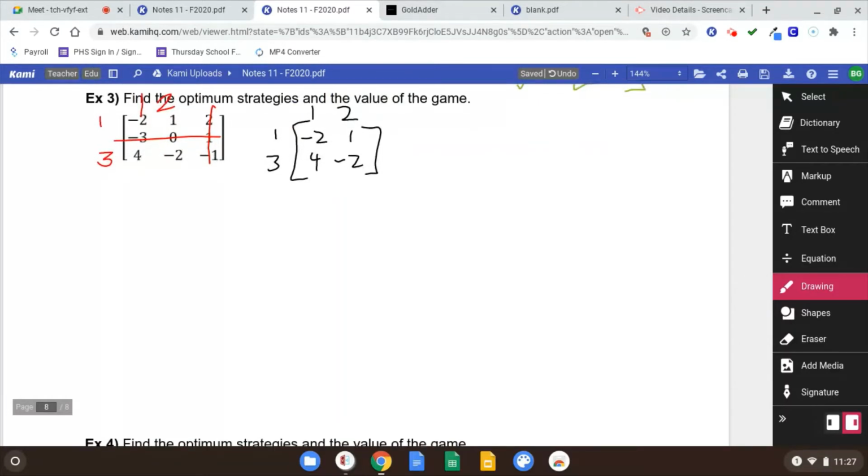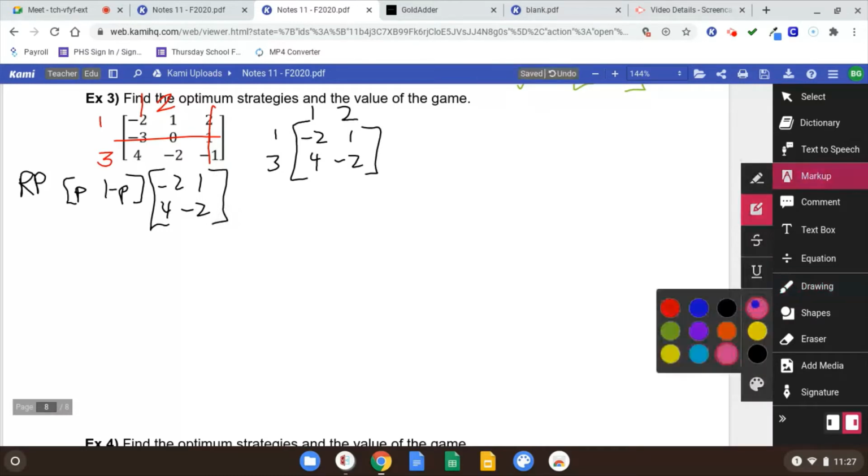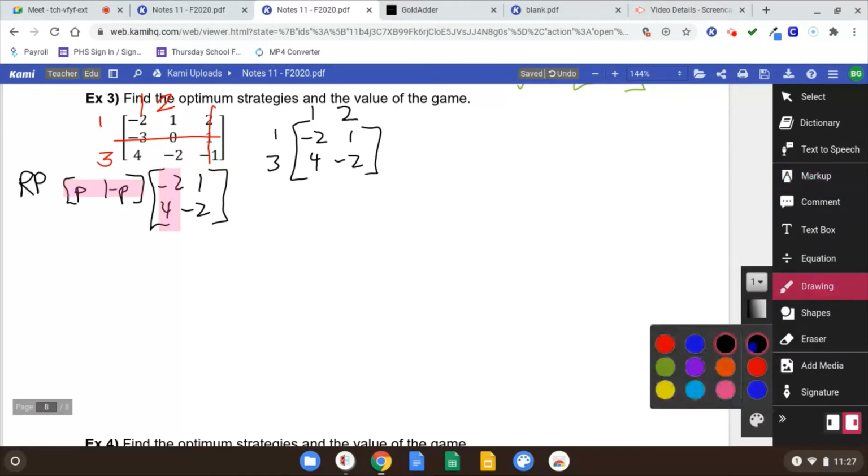So remember what we do. For the row player, we're going to take p and 1 minus p times this. So row times column, I have -2p plus 4 times 1 minus p. That's my first entry. And then row times second column is going to be 1p, not plus, minus 2 times 1 minus p.